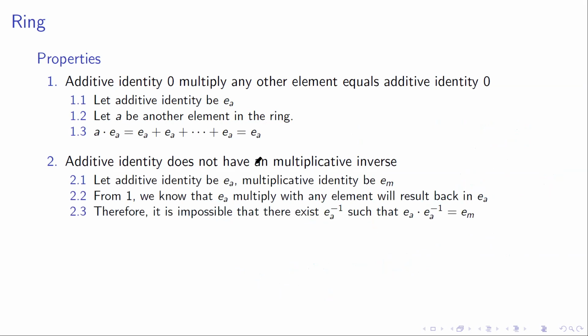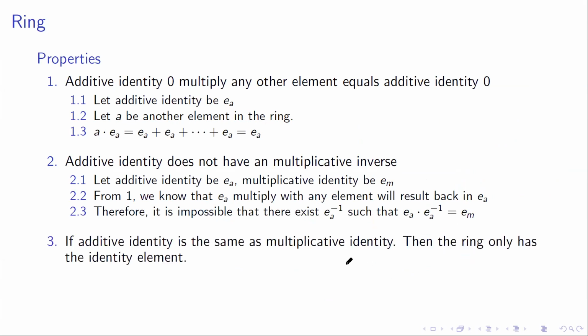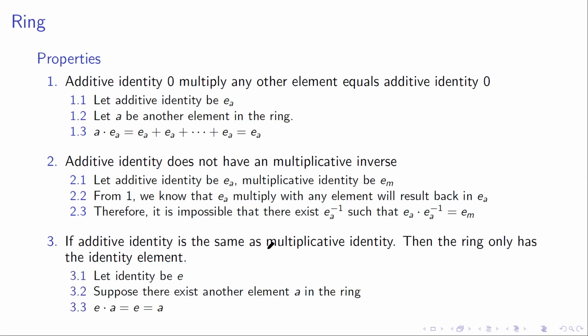So the additive identity does not have a multiplicative inverse because the additive identity multiplied by anything always equals the additive identity, and it will not equal the multiplicative identity. But what if the additive identity is equal to the multiplicative identity? Then the ring only has one element. This is very trivial to prove. Let's say the identity is E.